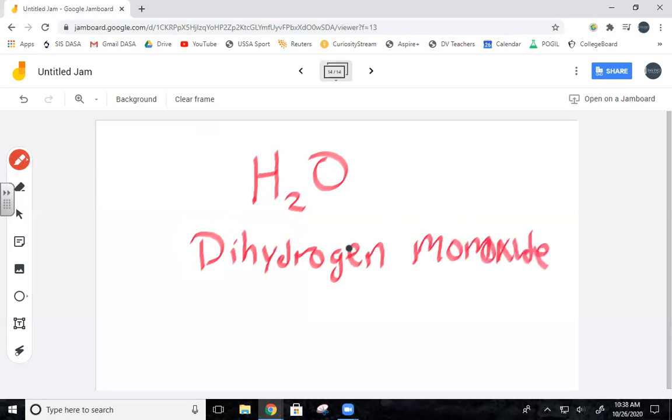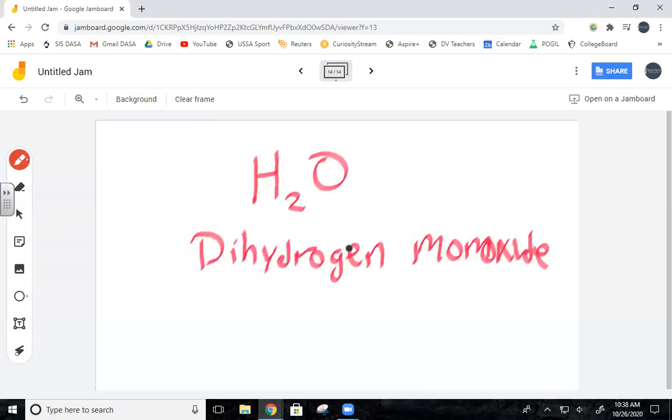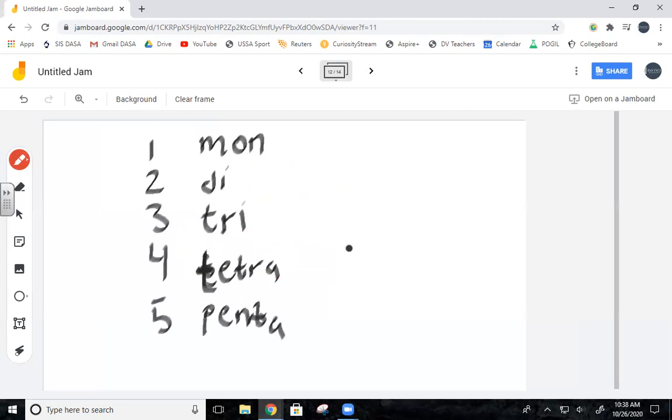So when it's the first element in the molecule, you don't need to use mon or mono. It's just magnesium. Okay? But if it is the second element, you do need to indicate the number, no matter what, even if the number is 1. So this is dihydrogen monoxide. It's a great question, Hannah.